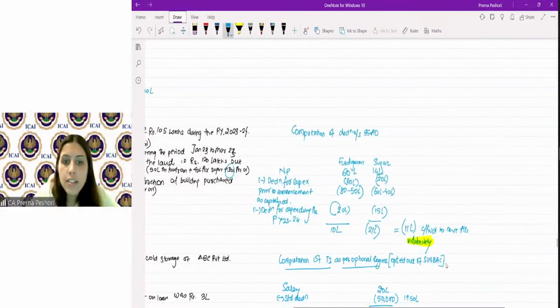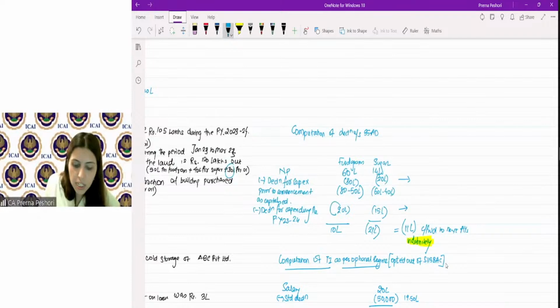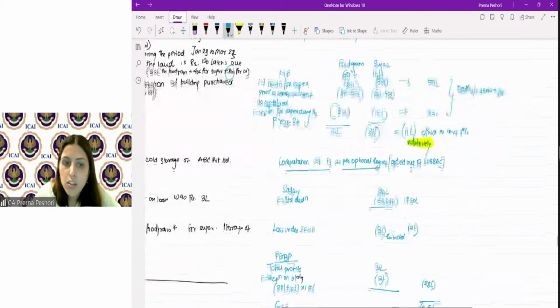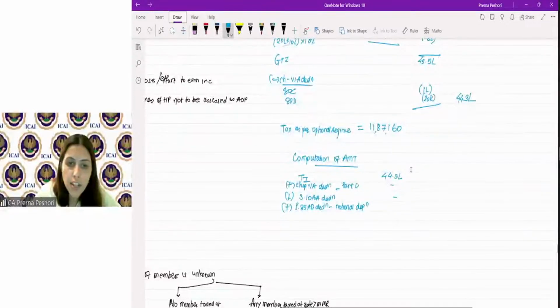If you look at it, the section 35AD deduction is the total of this plus this. So, this was 30 lakh plus 20 lakh. This is 50 lakh, right? And this is 35 lakh. So, the deduction under section 35AD was 85 lakh.